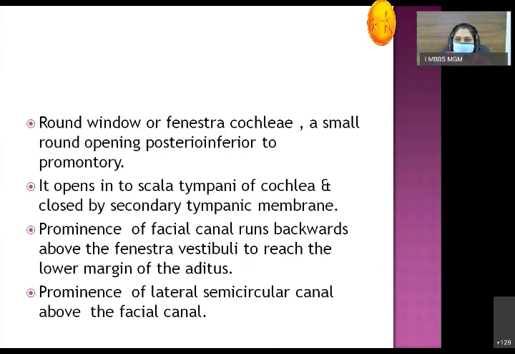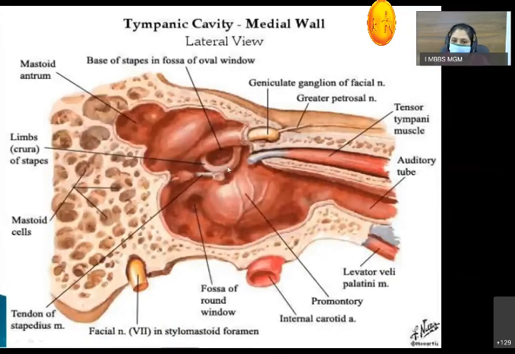A prominence of the facial canal runs backwards above the fenestra vestibuli. Here you can see the prominence of the facial canal. This is the horizontal part. The vertical part we have seen in the posterior wall. Here you can see this is the prominence over the medial wall, where the facial nerve runs from the posterior wall to the medial wall. This is the facial nerve.